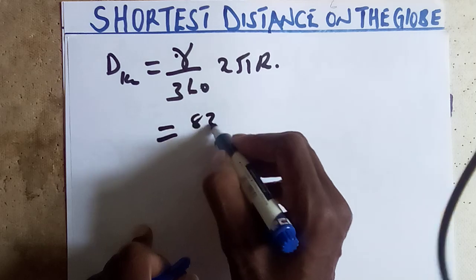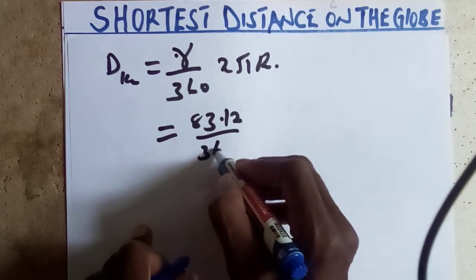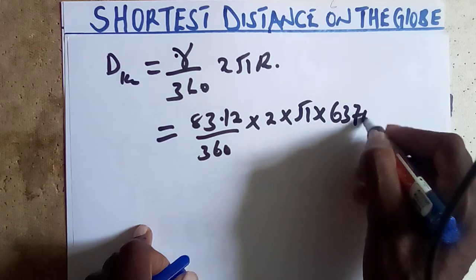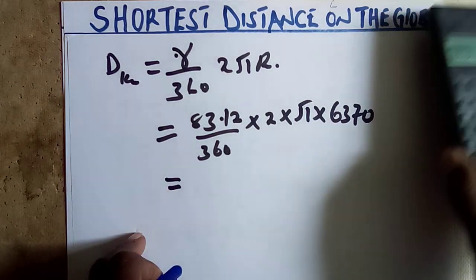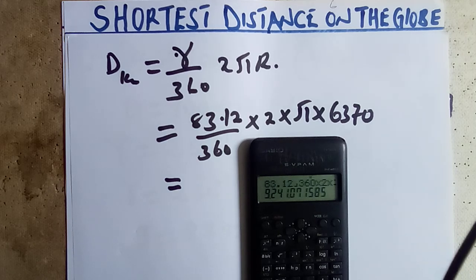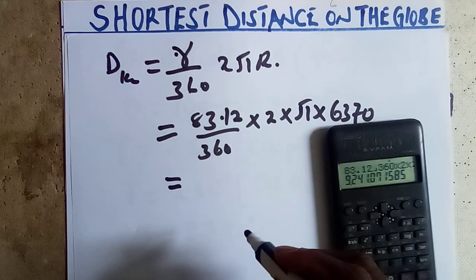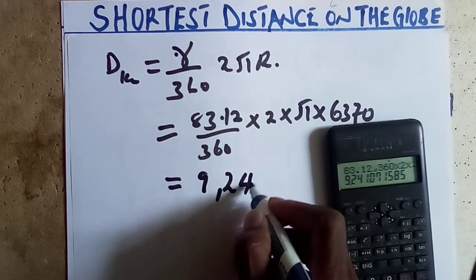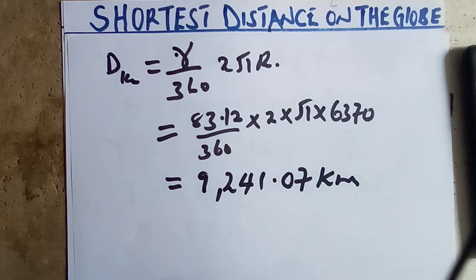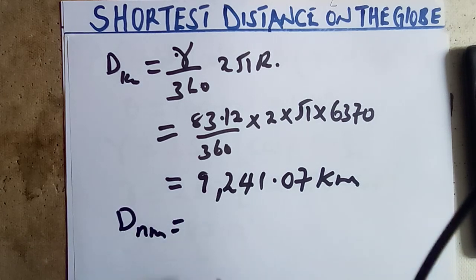Now this gamma we've gotten as 83.12, so it is 83.12 over 360, multiplied by twice pi times the radius of the earth, 6370. We can put this into the calculator: 83.12 over 360 multiplied by 2 times pi times 6370. By so doing, I'm getting 9,241.07 kilometers.